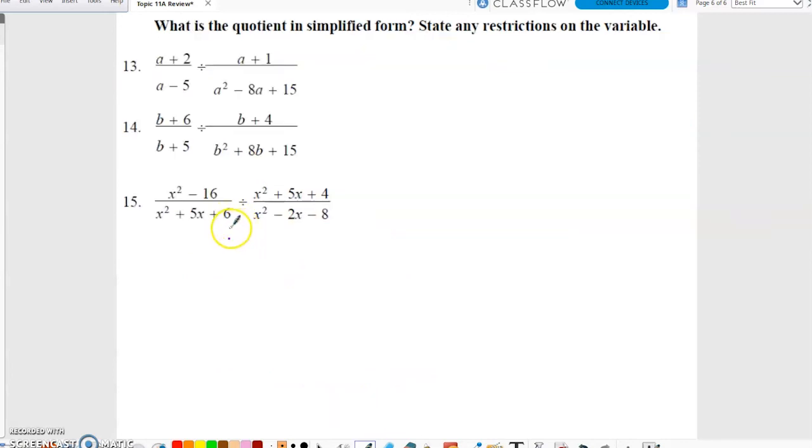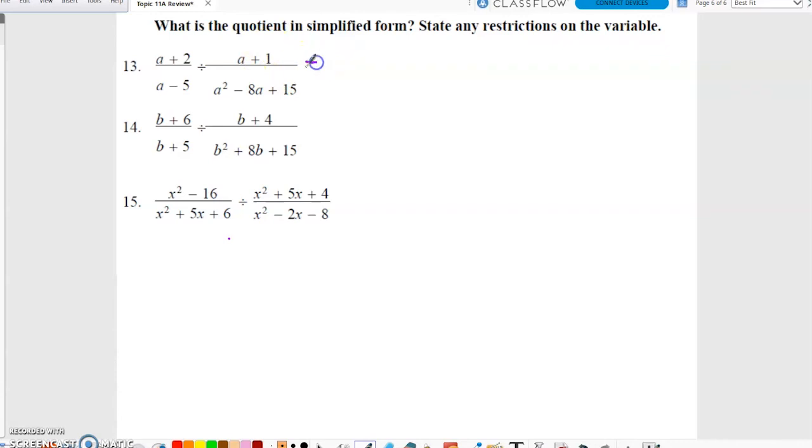All right, the next three, the final three, we're going to be dividing. So these are going to take a little bit more work, but we will make it through. So again, it's asking us for the quotient in simplest form, and we need to state our restrictions just like we have been. Just remember, on division problems, your restrictions come from both denominators and then the numerator of the second fraction, only because we have to flip that fraction.